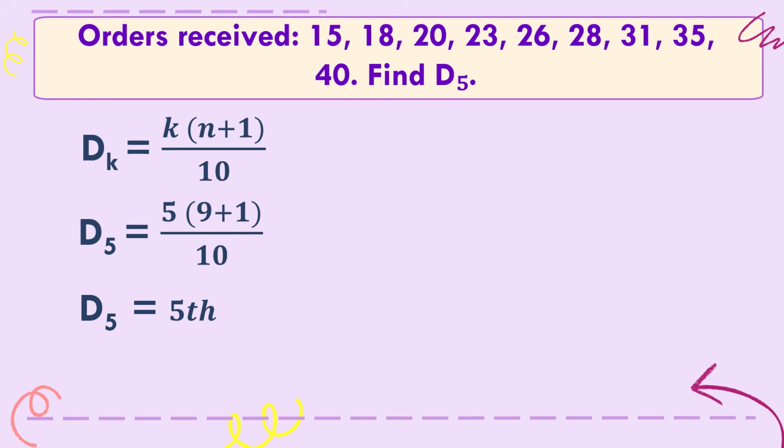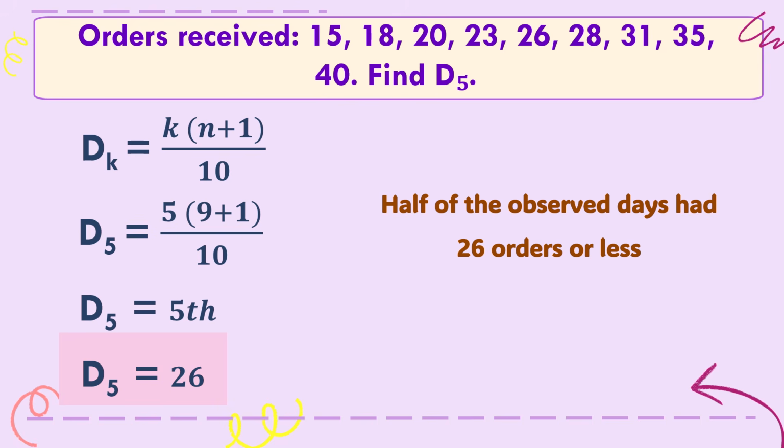So decile 5 is the fifth position. Let us count: 1, 2, 3, 4, 5. Decile 5 is equal to 26. That means half of the observed days had 26 orders or less.